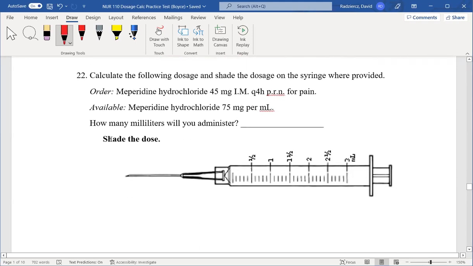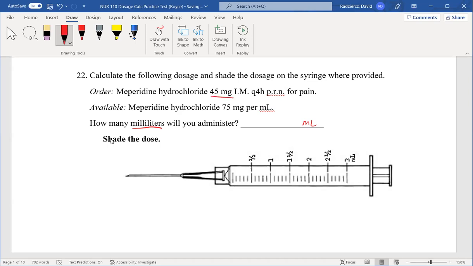All right. Here we have a syringe, so that's a good indication that we're dealing with an injectable, right? It also tells you milliliters. Okay. So it says meperidine hydrochloride, 45 milligrams intramuscular. Again, that tells you milliliters. Every 4 hours as needed for pain. It's available at 75 milligrams per milliliter. What's the dose?